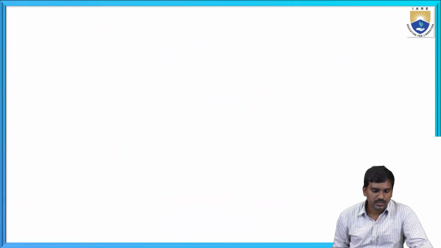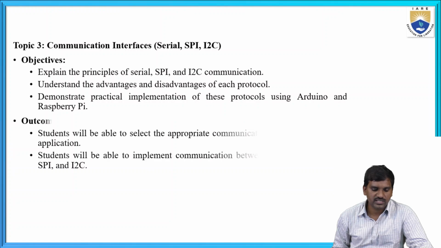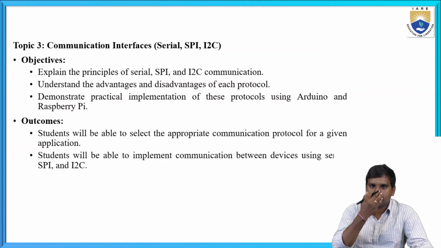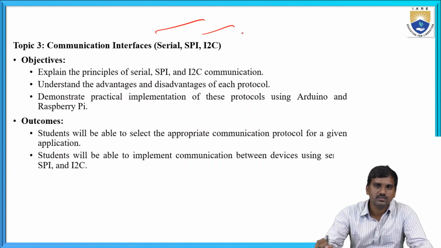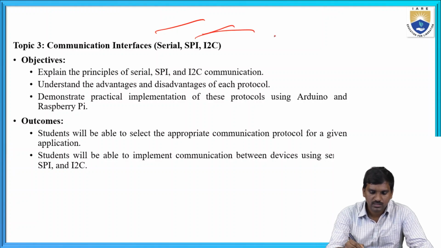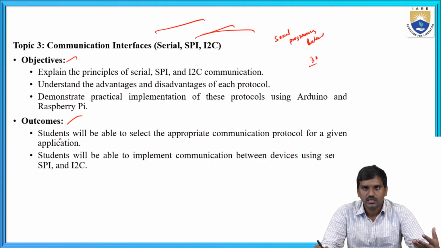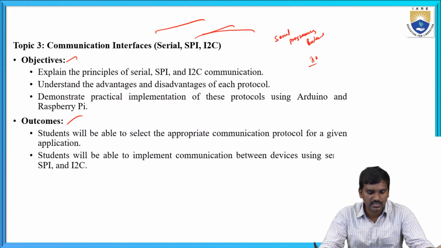Next, topic 3, communication interfaces, very important. I will elaborate on communication interfaces like serial, SPI and I2C. SPI is serial peripheral interface. I2C is inter-integrated circuit. Objectives and outcomes: explain the principles of serial, SPI and I2C communication, and understand the advantages and disadvantages of each protocol. Some objectives are based on these three.